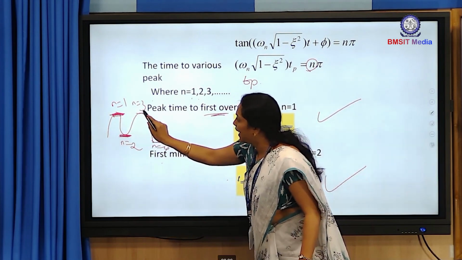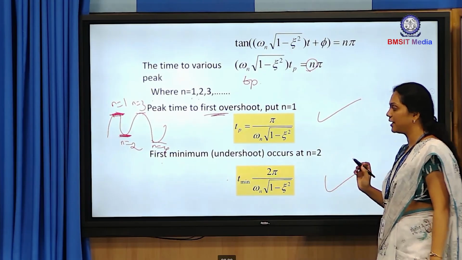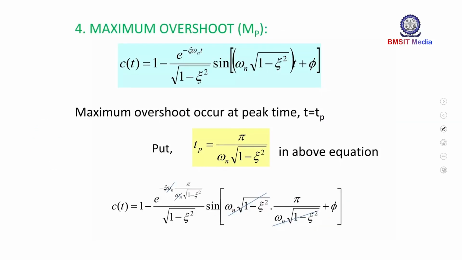So n equal to 1, 3, like that odd numbers will be the overshoot. All the even numbers will be nothing but our undershoot values.